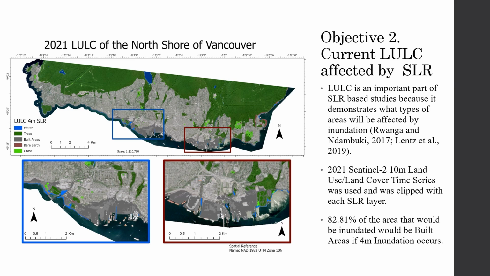For this LULC, 82.81% of the area that would be inundated would be built areas if 4-meter inundation occurs. Built areas was the highest class throughout the sea level rise layers besides 1-meter SLR. This is further discussed in my results.